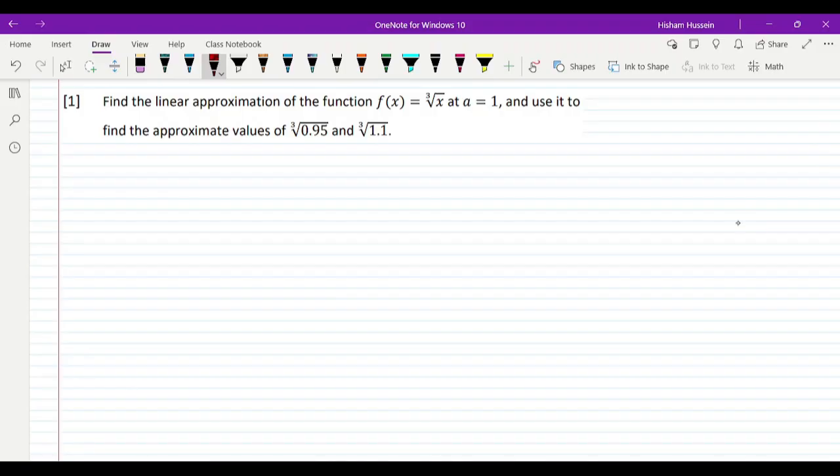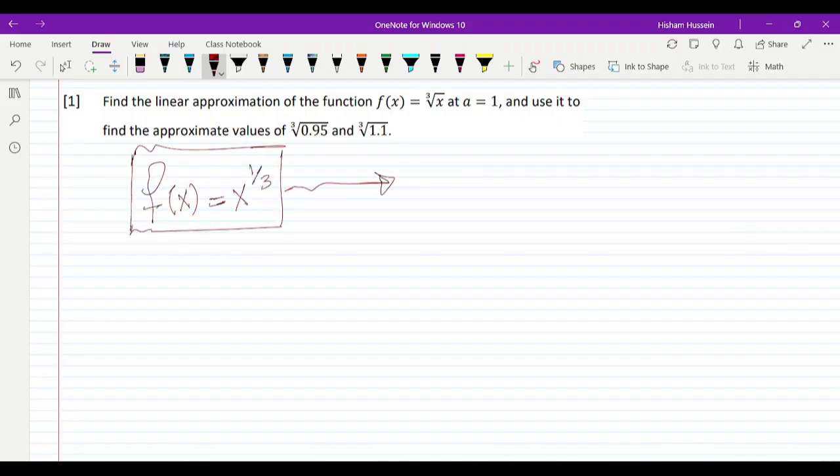Okay, so we have the target function f of x, which equals the cubic root of x, which is x to the power 1 over 3. So we will create a flow chart. Here we'll substitute with the x coordinate of the point of tangency. Here a equals 1, then f of 1 will be 1 to the power 1 over 3, which is 1. The second step is to find f dash of x.